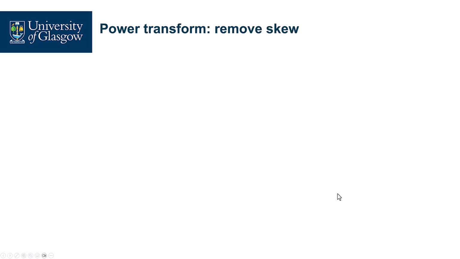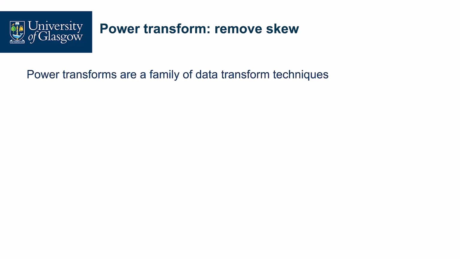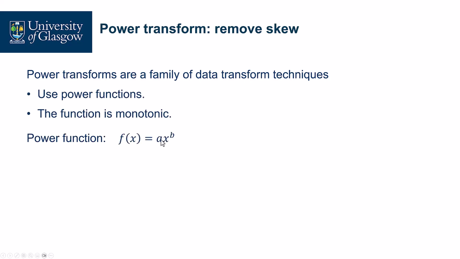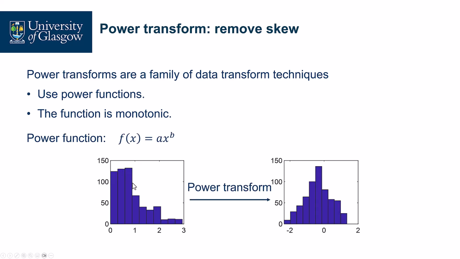Some data have a strong skewness, right? In this case, we can use a power transform to remove the skewness. A power transform is not a single method, but a series of methods, called a family of data transformation techniques using power functions. And these functions are monotonic. It is like f(x) equals a x to the power p. So this is a power function. By power transform, we can see this one has a high skewness, right? After the power transform, we can see it's more Gaussian-like, right?